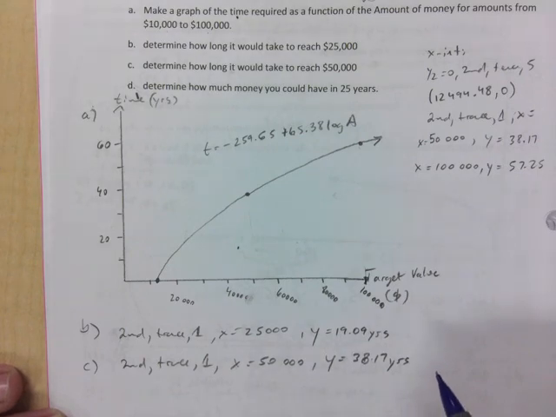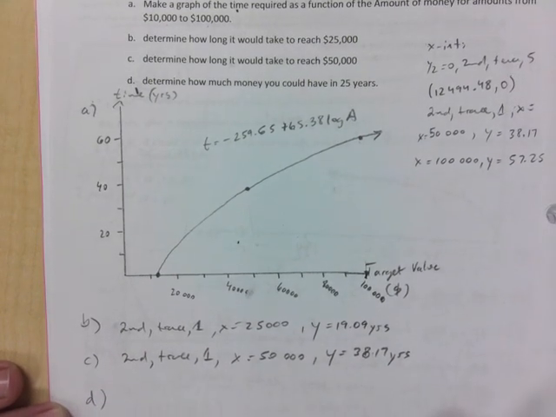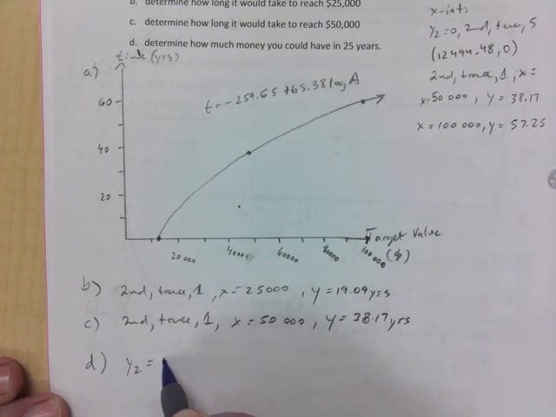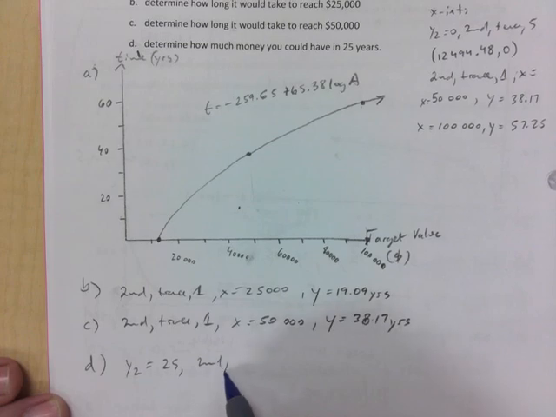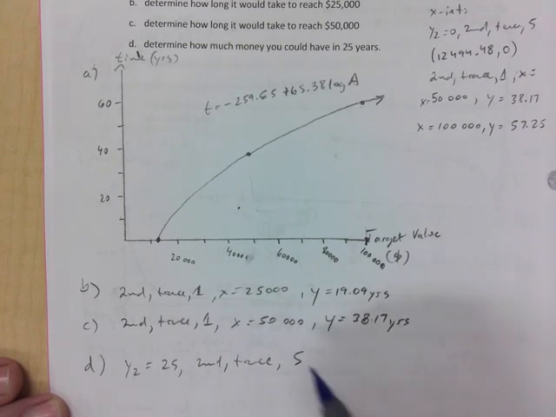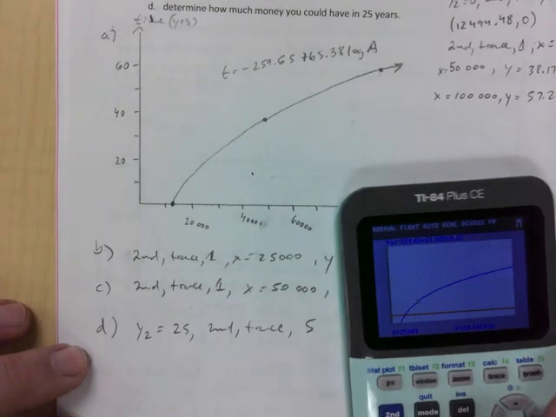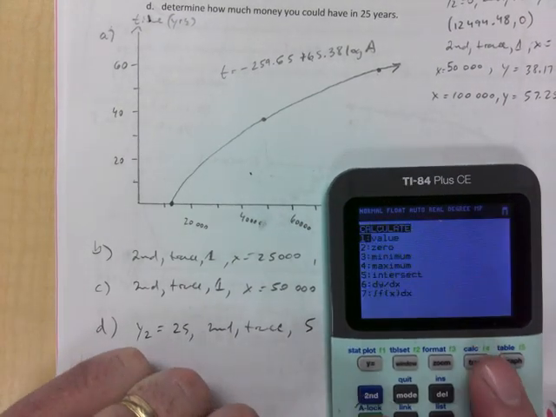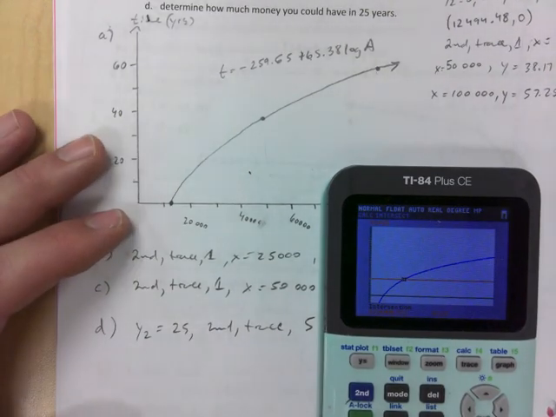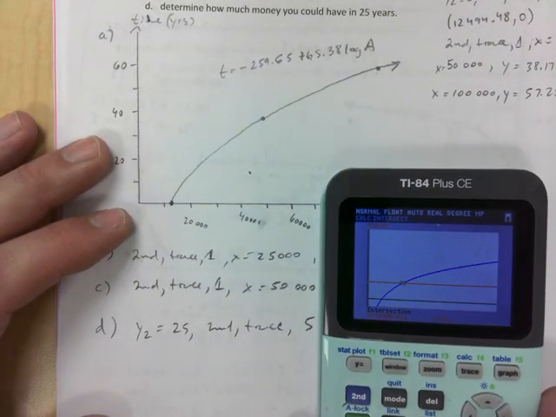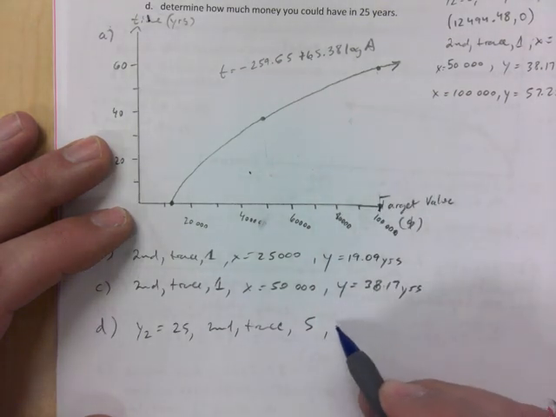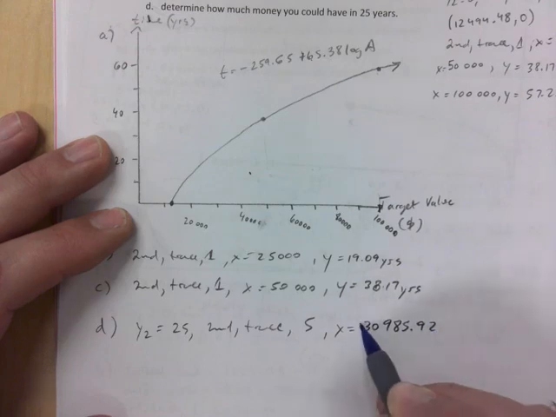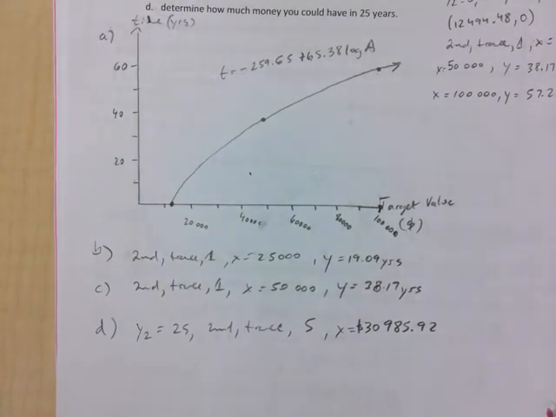Okay. D, determine how much money you could have in 25 years, and that is actually a Y value. Y2 is equal to 25. Let's see if we need to. No, we're good with the window. Trace 5, enter, enter, enter. That's 30,985.92. Just remember the dollar sign. Okay, put units down and then you're good.